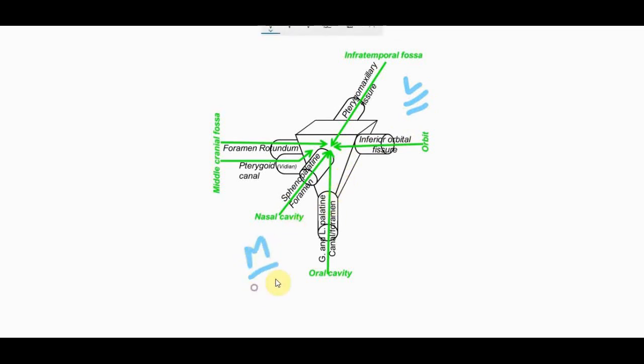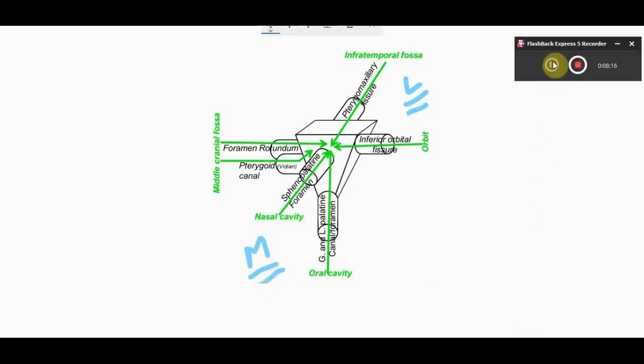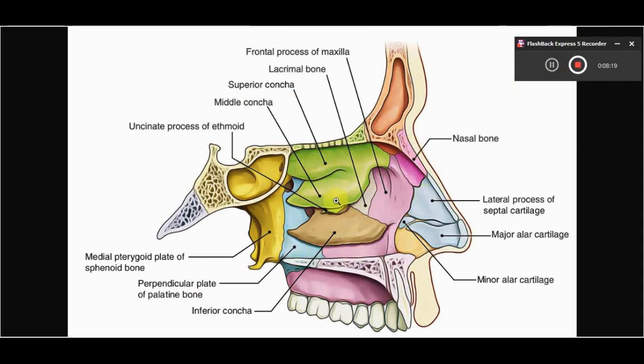Now I'll show you an interesting image which will make this easier for you to understand. This is an image in which we're seeing the medial wall of the nasal cavity over here. This is the orbital cavity, and this is, my apologies, the oral cavity. So what we see over here is the medial pterygoid plate of the sphenoid bone, and that forms part of the lateral wall of the nasal cavity.